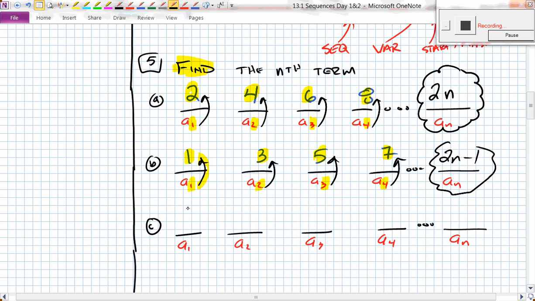Try this one: 1, 1/3, 1/9, 1/27. That one's 2 to the n. This one's 2 to the n minus 1.